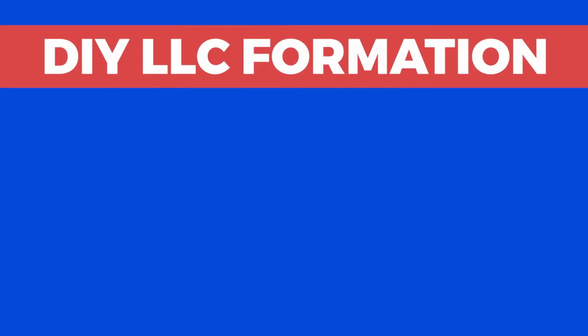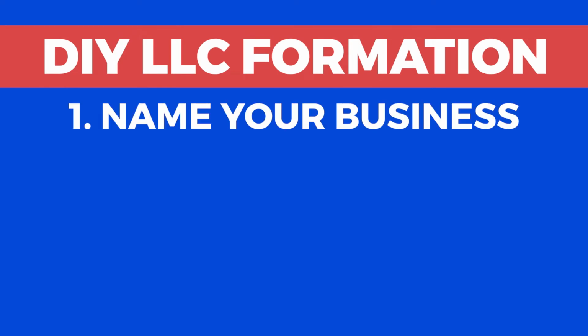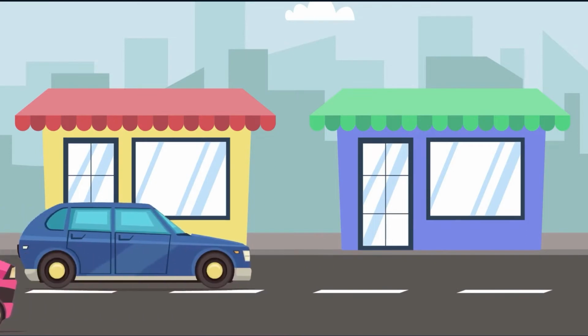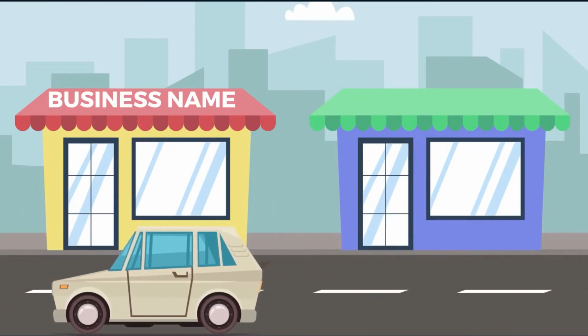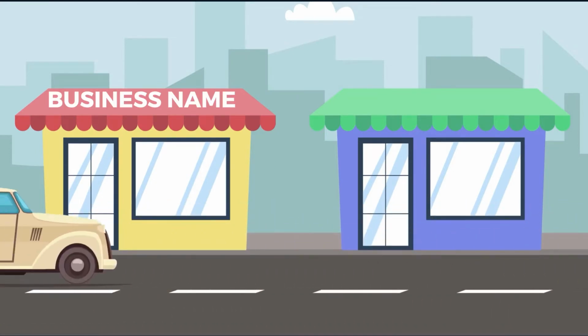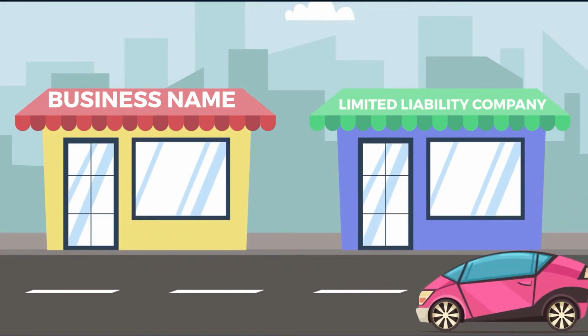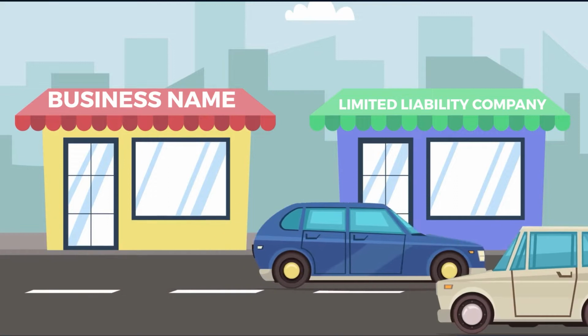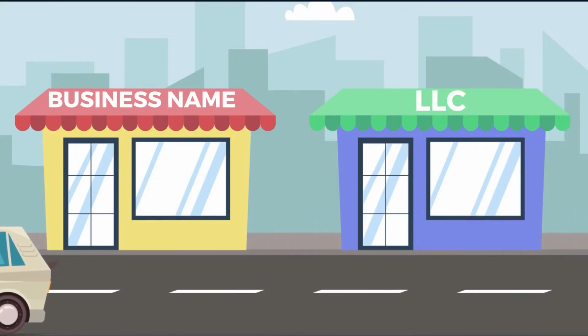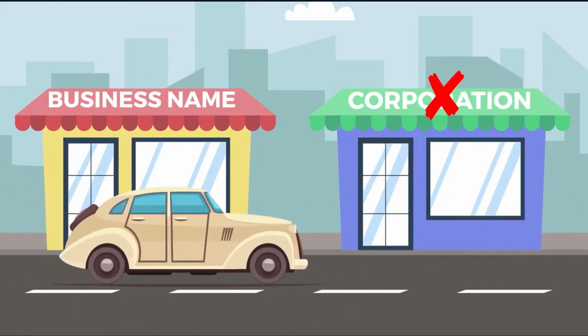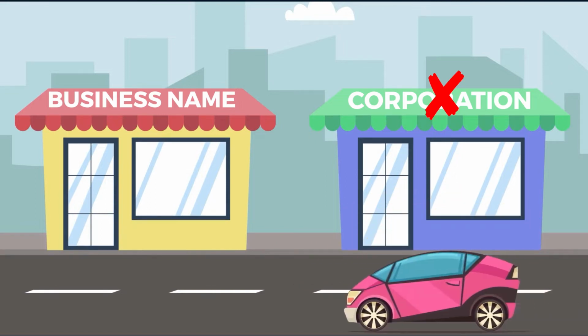Let's first take a look at the steps required for forming an LLC by yourself. Step 1. Name your business. Before anything else, you'll have to think of the LLC's legal business name. Each LLC in Illinois must have a distinct LLC name that is not currently in use. You must include the terms limited liability company or an abbreviation such as LLC. You cannot include phrases such as corporation, which would lead people to believe you are a different business type.